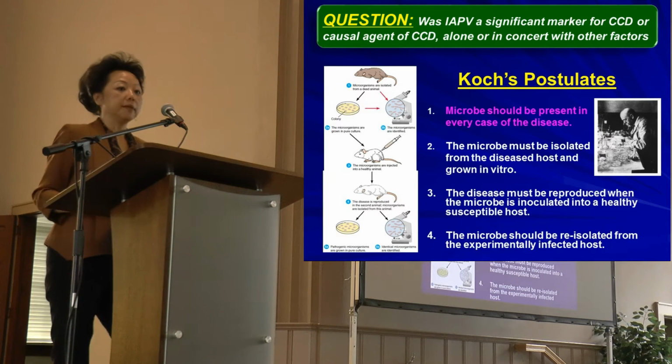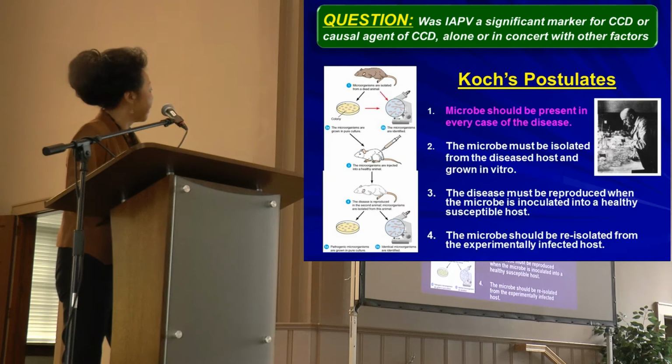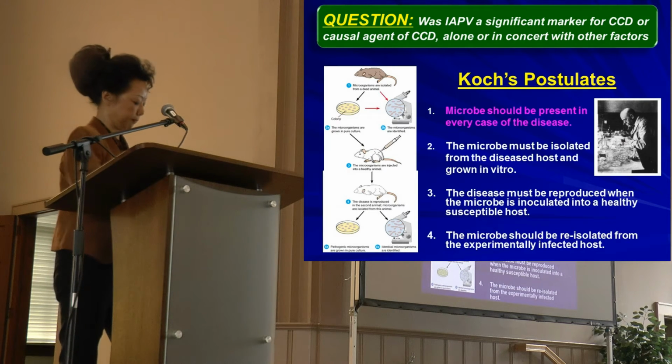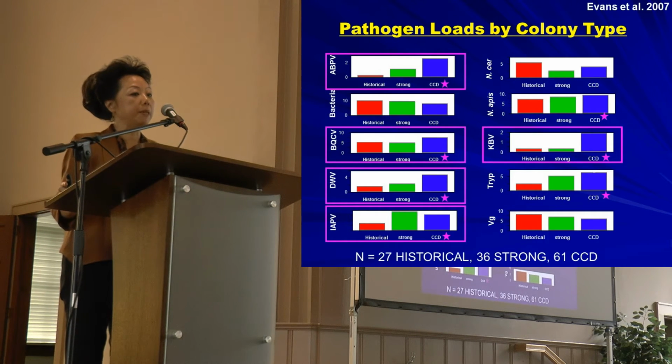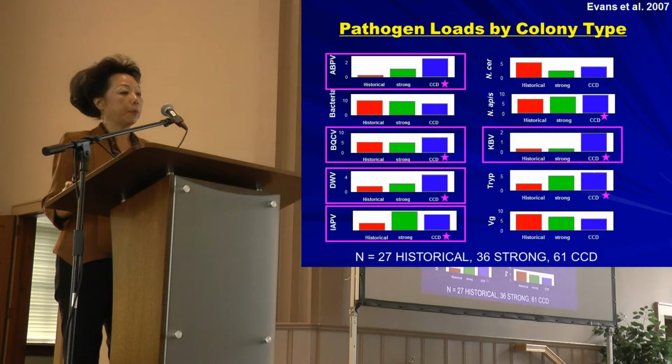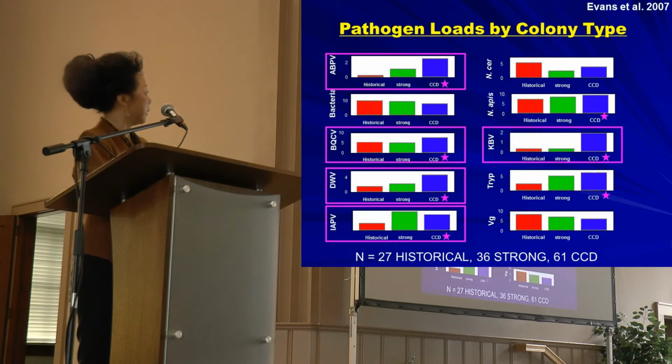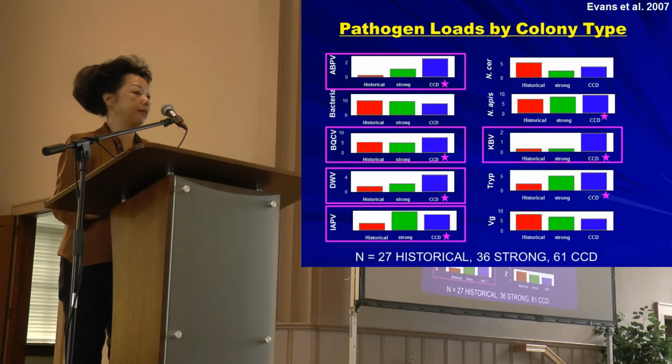Which then led us to the next question: was IAPV a significant marker for CCD, or a causal agent of CCD, alone or in concert with other factors? A study was conducted to examine bee samples collected in 2006 prior to the widespread of CCD, and in 2007 from CCD-affected colonies and normal strong colonies. The results showed that IAPV, along with other pathogens, was more prevalent in CCD-affected colonies compared to normal strong colonies.